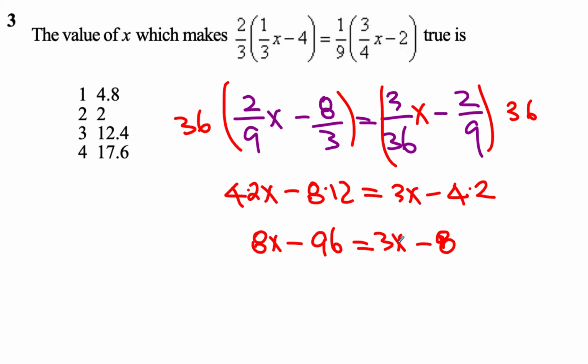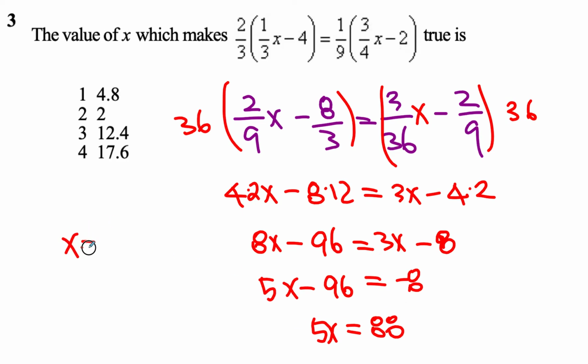So what I'm going to do is subtract 3x. So we get 5x minus 96 is equal to negative 8. I'm going to add 96. Then 5x equals 88. So now I'm going to divide each side by 5. So then x equals 88 over 5, which is equal to 17.6. Choice 4 becomes the answer.